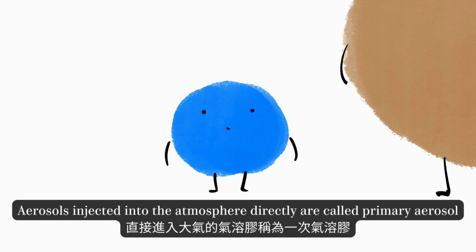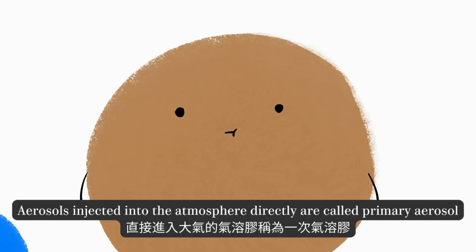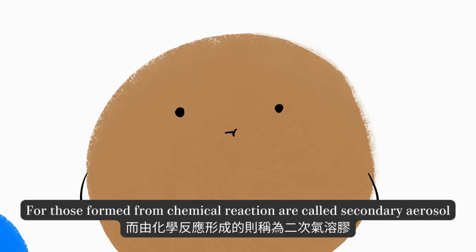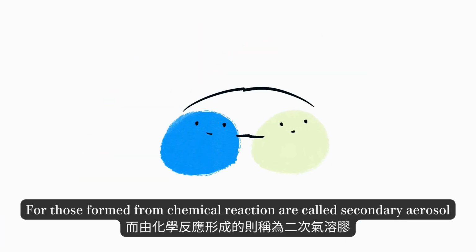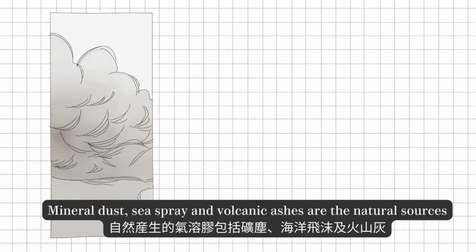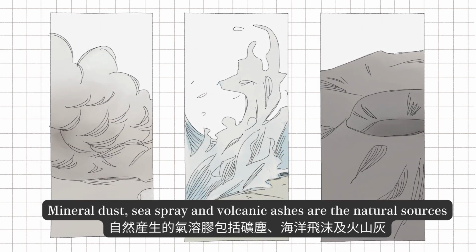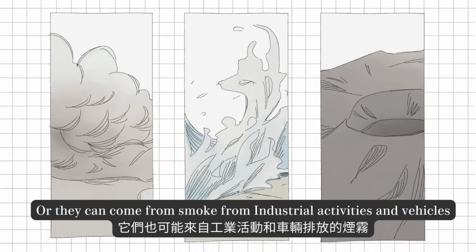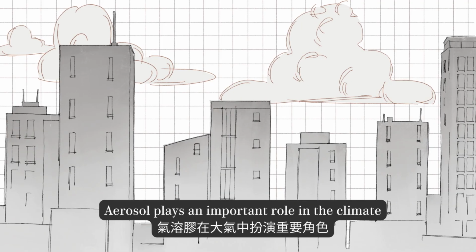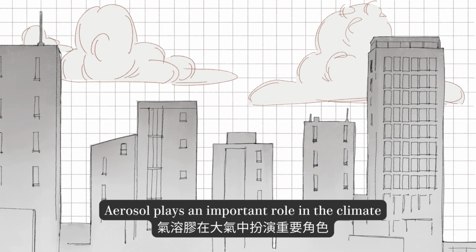Aerosols injected into the atmosphere directly are called primary aerosol. Those formed from chemical reactions are called secondary aerosol. Mineral dust, sea spray, and volcanic ashes are the natural sources, or they can come from smoke from industrial activities and vehicles. Aerosol plays an important role in climate.